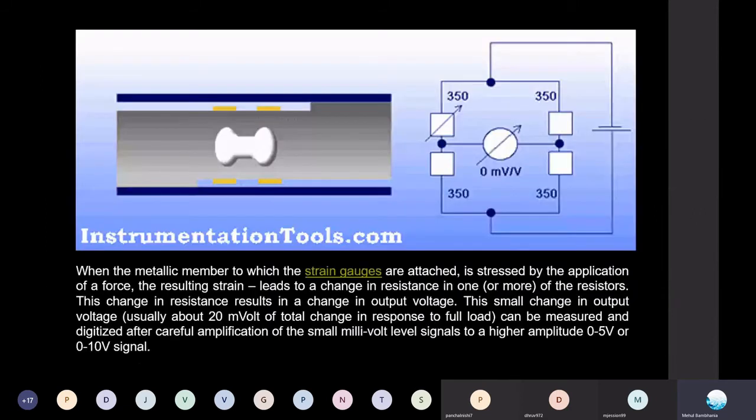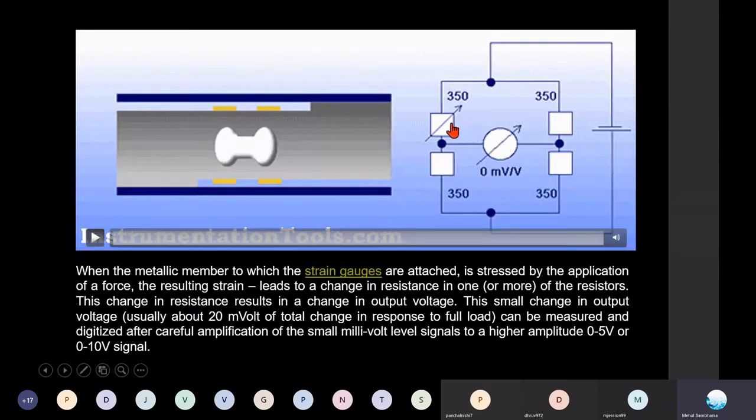See here, this is a small diagram. This is the Wheatstone Bridge, where we have, let's say, R1, R2, R3 and R4. Let's say initially when the circuit is not completed, definitely no current will pass, and because of that, 0 voltage is indicated. Initially we have these 4 resistances with a magnitude of 350 ohms, let's say.